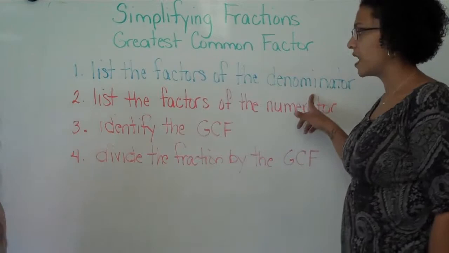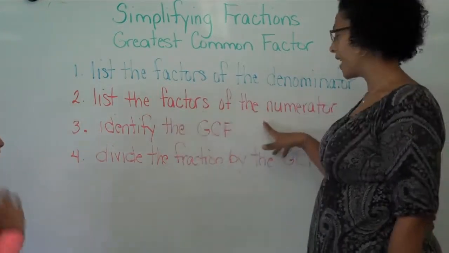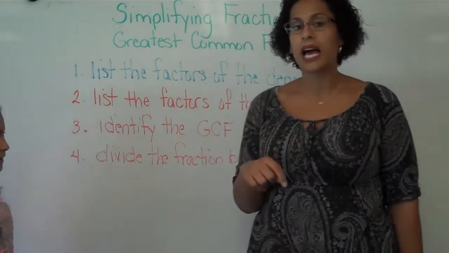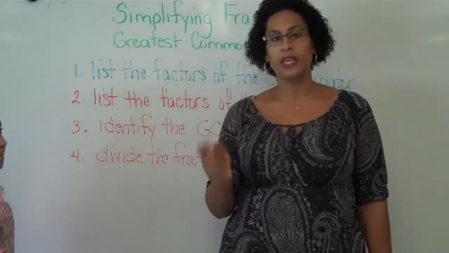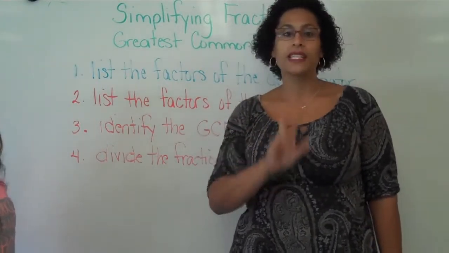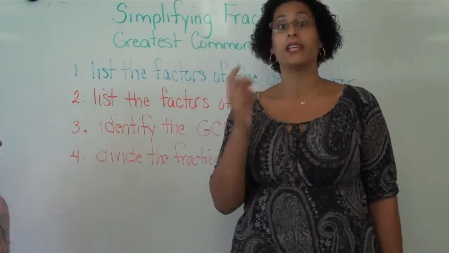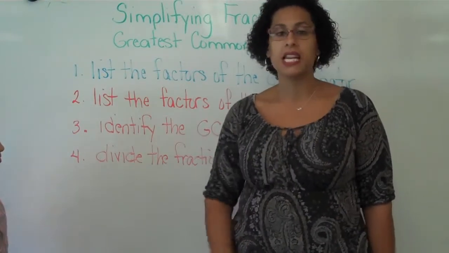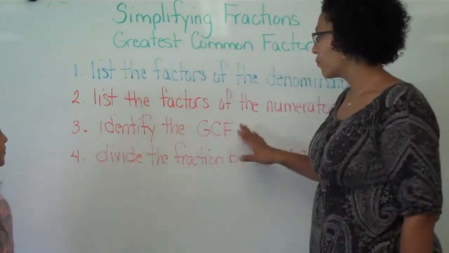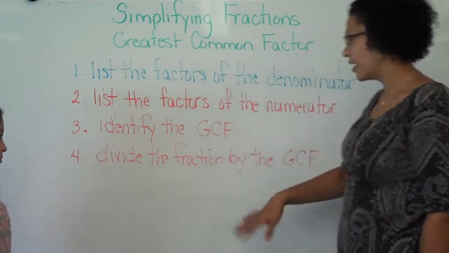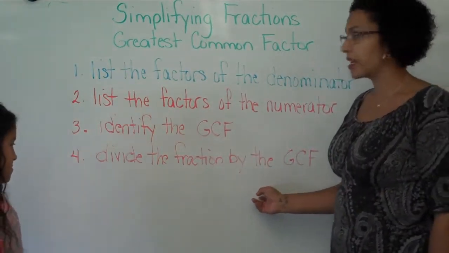List the factors of the denominator first. List the factors of the numerator. And remember when we did this in class, you need to stop once you get to a repeat, like 6 times 6, or if I did 4 times 6 and then I get to 6 times 4, I don't want to repeat any numbers in my list. We're going to identify the greatest common factor, and then we're going to divide our fraction by the common factor.